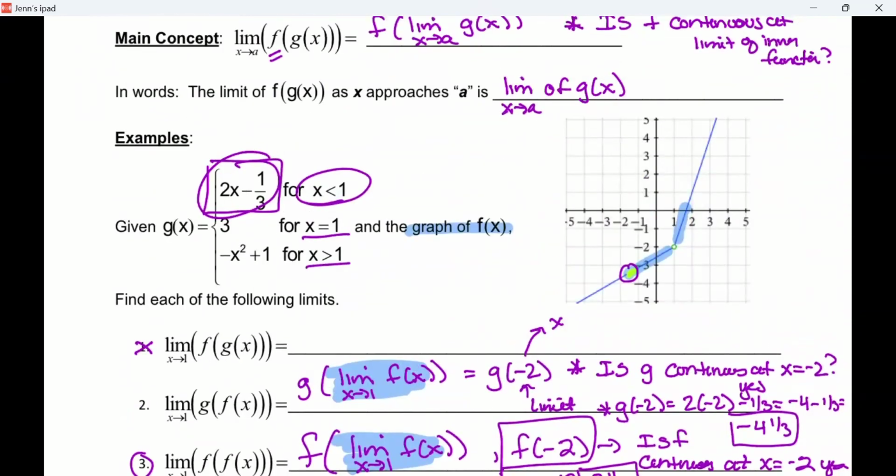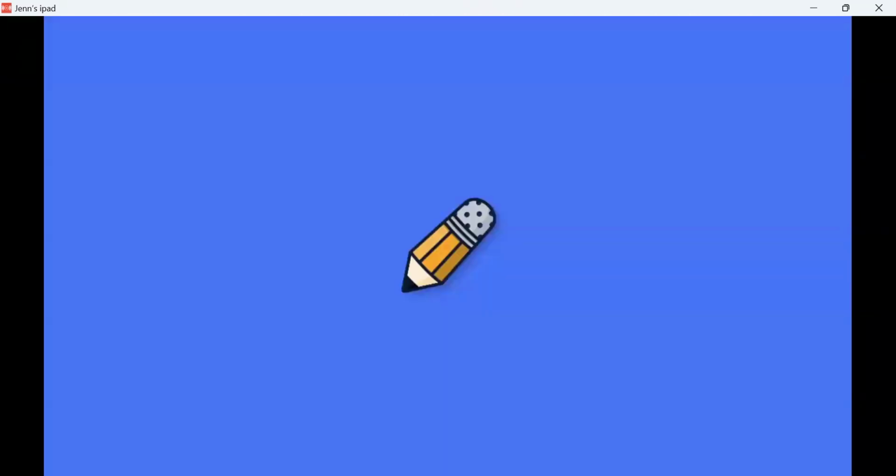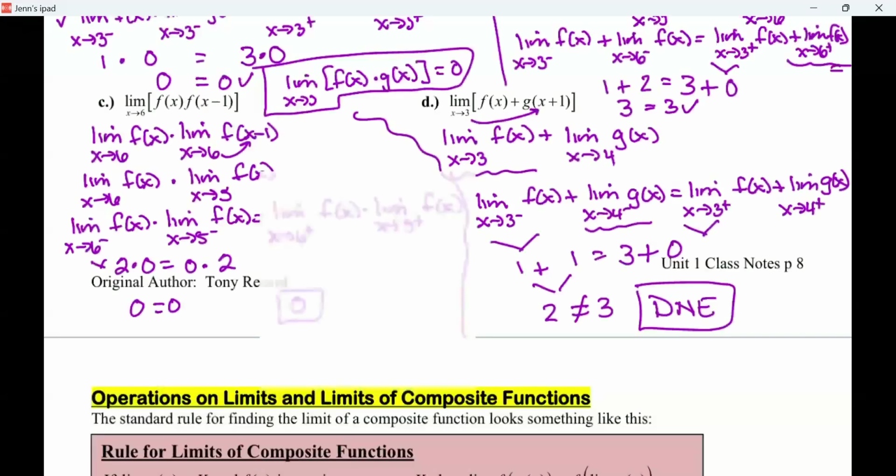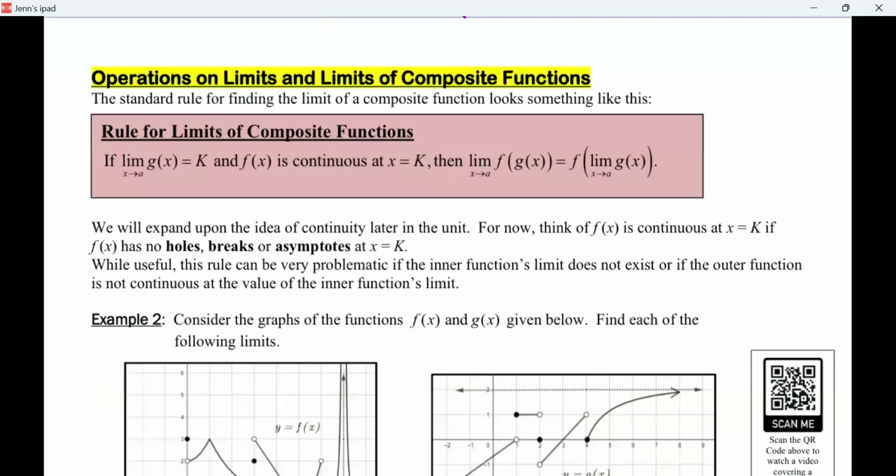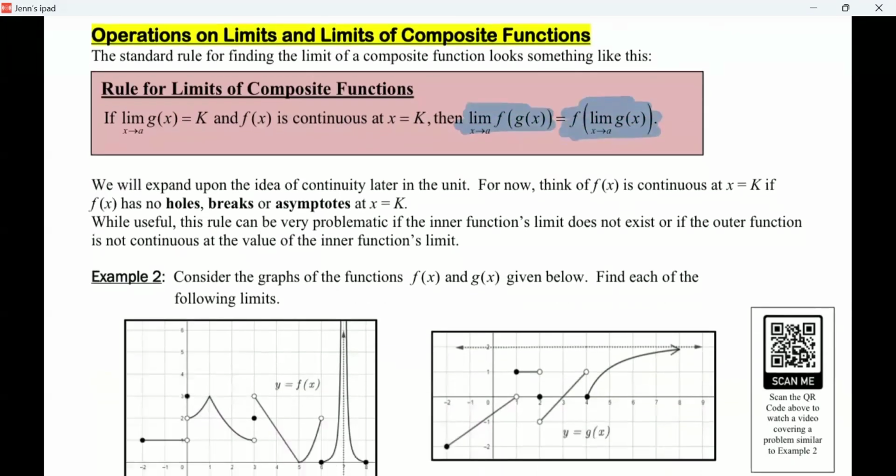Again, if it's continuous, then you're looking at the outer function where it's defined. Now let's go back and see what happens when it's not continuous. As I just mentioned, when you have this limit notation, you're going to find the limit of the inner function and then evaluate the outer function. When we think of continuity, we're going to discover more about continuity later on in this unit. That means that there's no holes, breaks or asymptotes at x equals k. The problem becomes very problematic if the inner function's limit does not exist or the outer function is not continuous at the value of the inner function's limit.